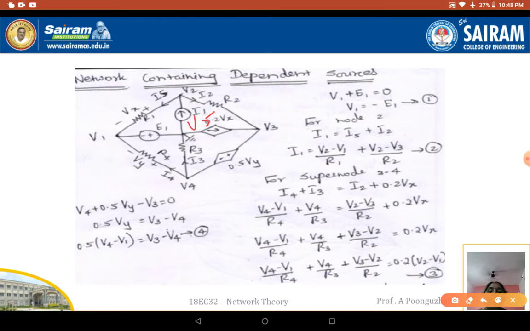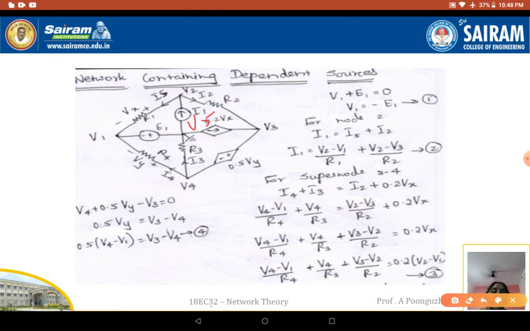Next, coming to your node V2. At node V2, the incoming current is I1, and the outgoing currents are going to be I2 plus I5. So I5 is equal to V2, the current here is going to be minus V1 divided by R1. Next is I2. I2 is nothing but V2, current is going from V2 to V3, so V2 minus V3 divided by R2.